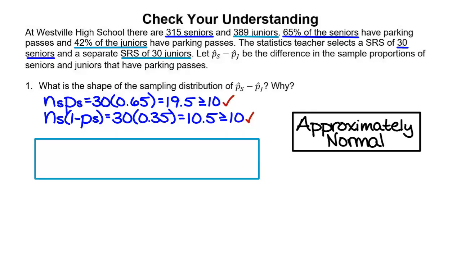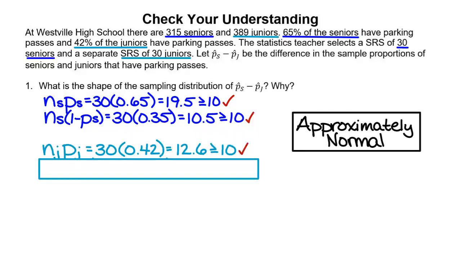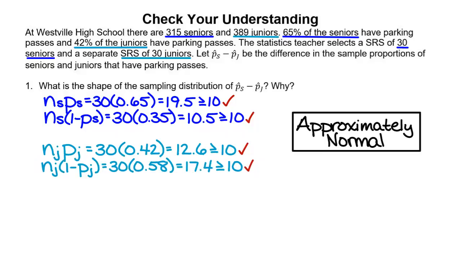What about for the juniors? What happens when you do n times p there? 12.6, which is bigger than 10, so we're good. And n times 1 minus p? 17.4, which is more than 10. So we get approximate normality here. What is the mean for the difference of p hat s minus p hat j? 0.23.